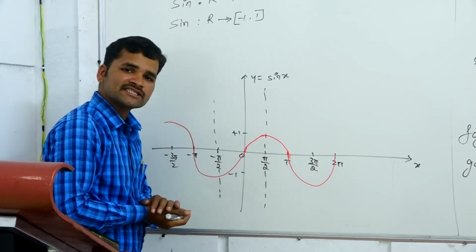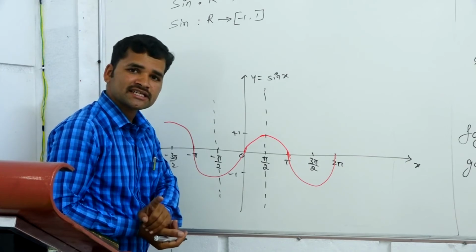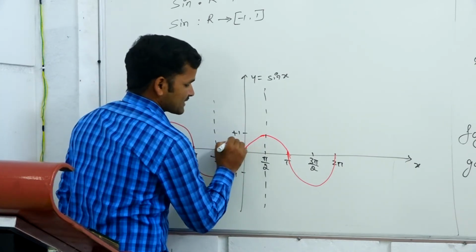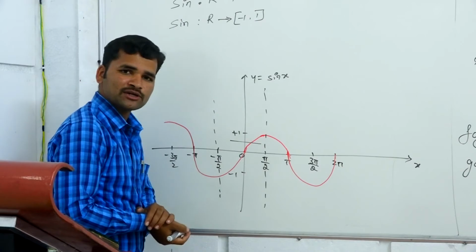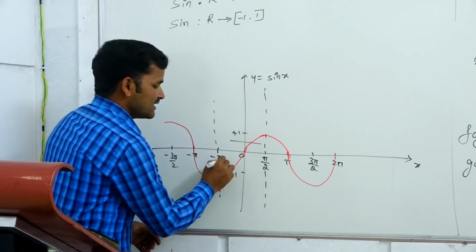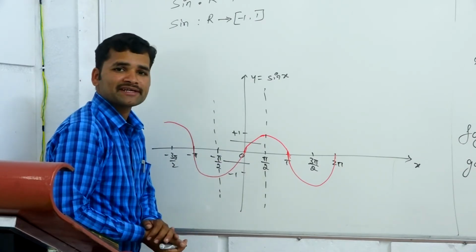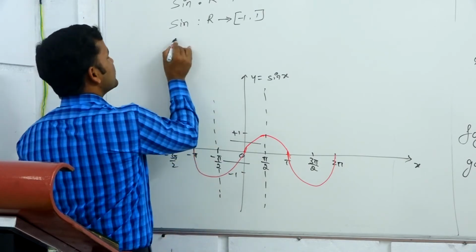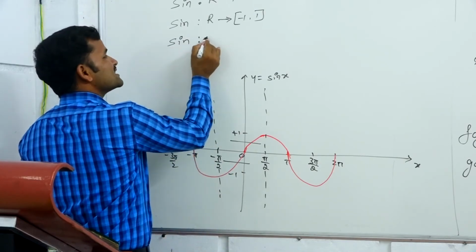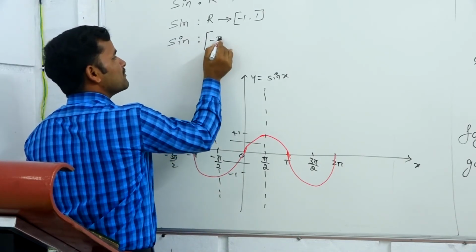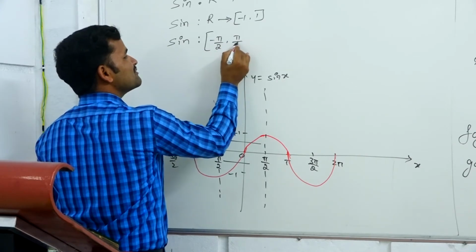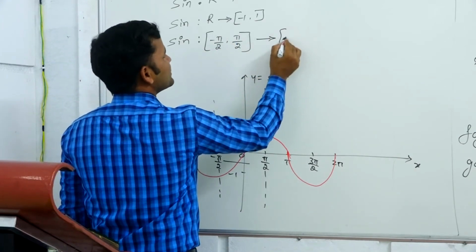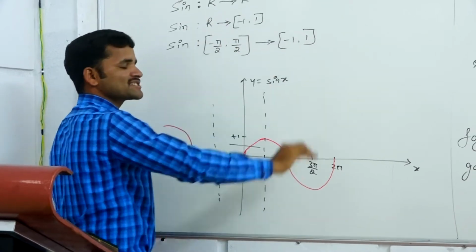How many times is it intersecting? It is intersecting at only one point. You draw anywhere, see, it is intersecting at only one point. Here you draw, it is intersecting at only one point. That's why I am restricting the domain. Meaning for sine, I am considering the domain from minus pi by 2 to plus pi by 2. The range will be minus 1 to plus 1.